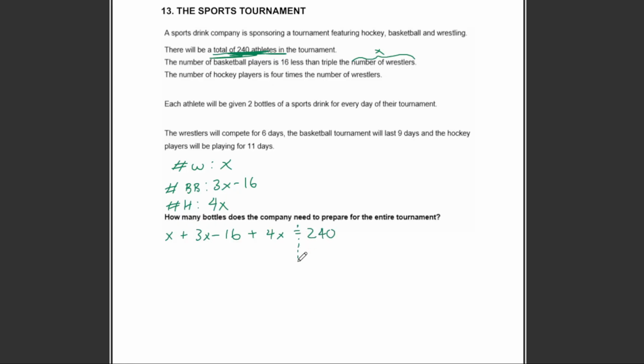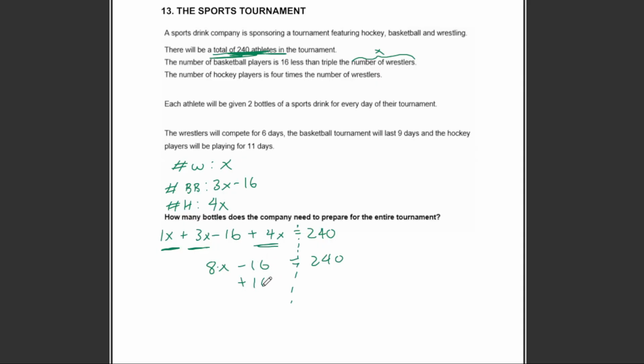Now, draw the line here. Let's solve. There's nothing to distribute. There's nothing to divide. Do I have like terms on the left? I do. I have X, I've got 3X, I've got 4X. 1 plus 3 plus 4 is 8X minus 16. That's equal to 240. Now, this is being multiplied. That's being subtracted. I want to get rid of that subtraction.